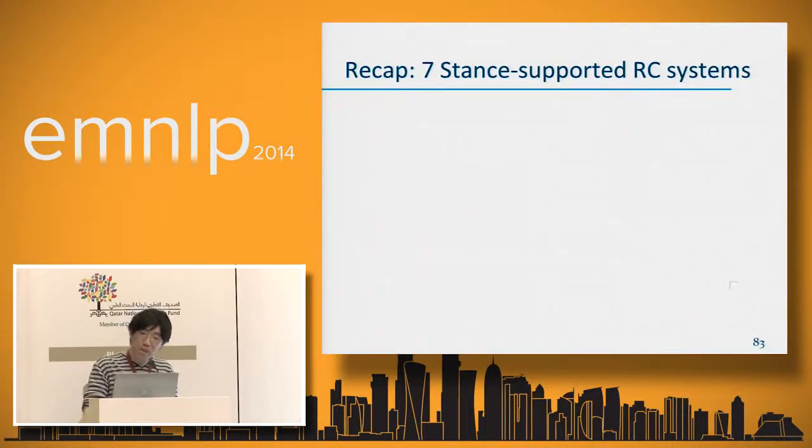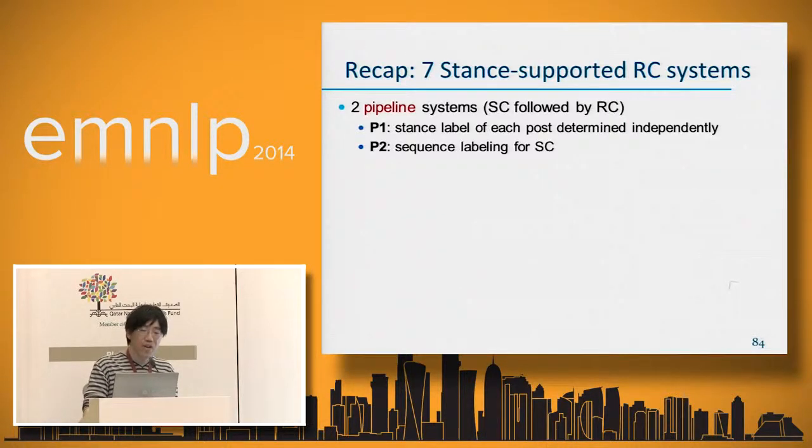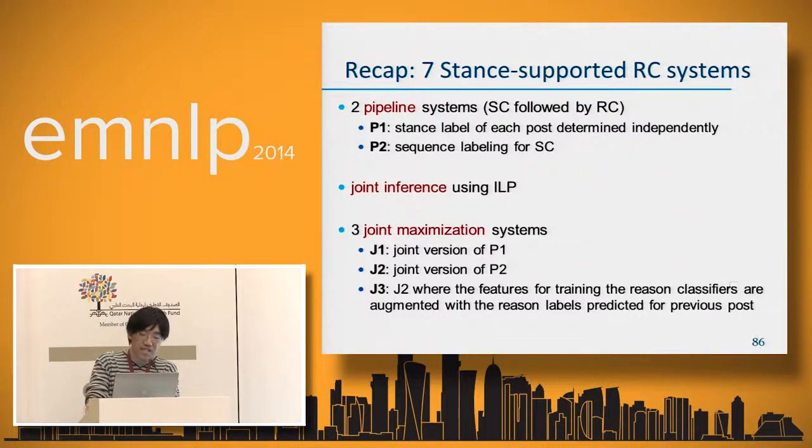Okay? So before we move on, let's recap the 7 stance-supported systems that we talked about so far. We have 2 pipeline systems that differ with respect to whether sequence labeling is used for stance classification. We have one joint inference system that uses ILP. And finally, we have 3 joint maximization systems. J1 is the joint version of P1, J2 is the joint version of P2, and J3 is the same as J2, except that the features for training the reason classifiers are augmented with the reason labels predicted for the preceding post in the sequence.